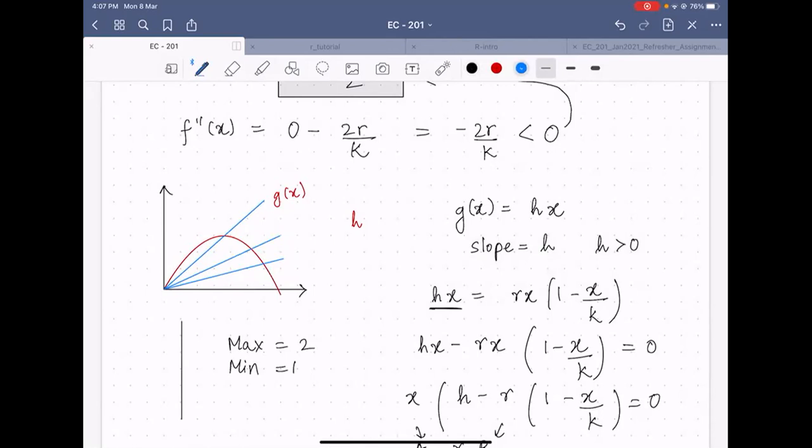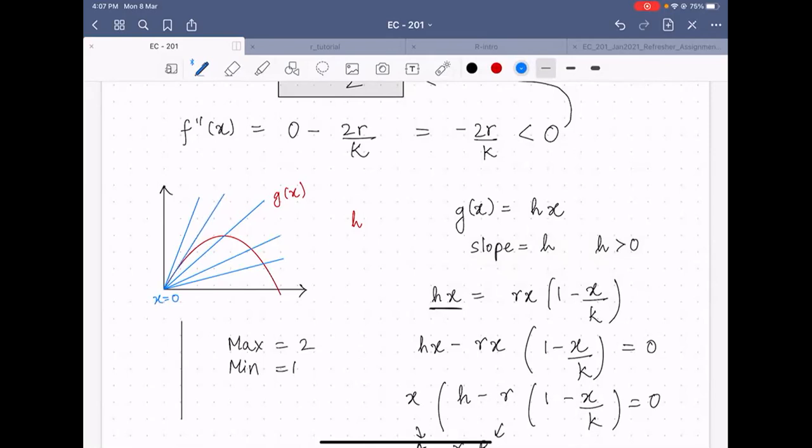When h is very high, somewhere like this, it only intersects at x equals 0. There's also a point where this straight line is actually tangent to your plot.